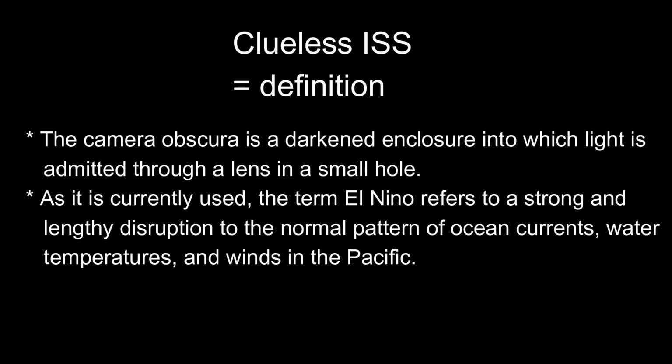Now let's look at the third type, no clue. These are usually a definition of a thing, phenomenon, or a concept. These are examples of the third type, clueless type. The camera obscura is a darkened enclosure into which light is admitted through a lens in a small hole. As it is currently used, the term El Niño refers to a strong and lengthy disruption to the normal pattern, and so on. So these sentences define camera obscura and El Niño, so we have no idea how the passage would develop other than the fact that they are about camera obscura and El Niño.